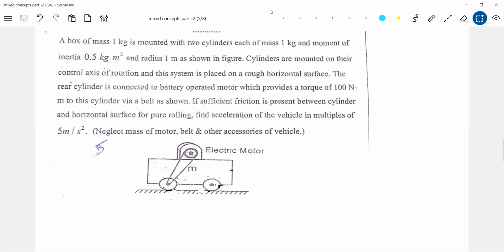Time. Now read the question. So some belt is mentioned. So where is the belt? Cylinder via belt, electric motor. These are the 2 cylinders. They're having a mass M. A box of mass 1 kg. Where is the box? This is the box. Let me show in the diagram only, because again drawing will take more time.